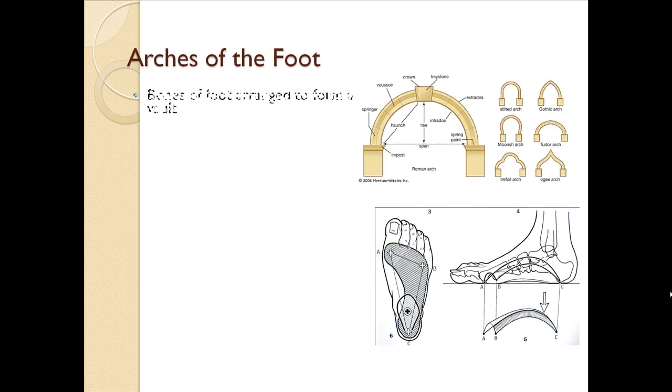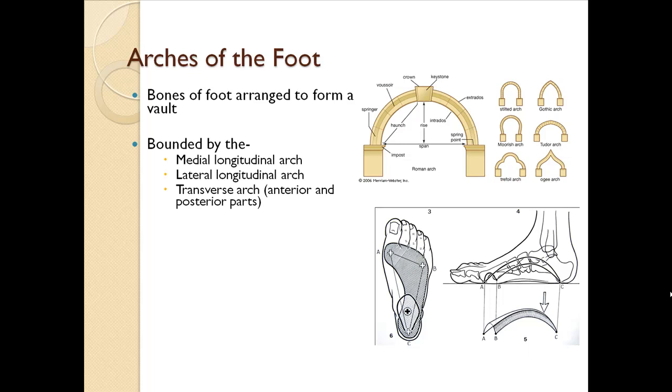So moving away from the joints of the foot and looking at the foot as a whole. Now the foot is arranged in a vaulted structure. The foot is bounded by a series of arches, and on this diagram down here we can see there is a medial longitudinal arch. We then have a lateral longitudinal arch on the other side of the foot, and then we have a transverse arch. So it forms this vault arrangement, this three-pointed vault that we have here.